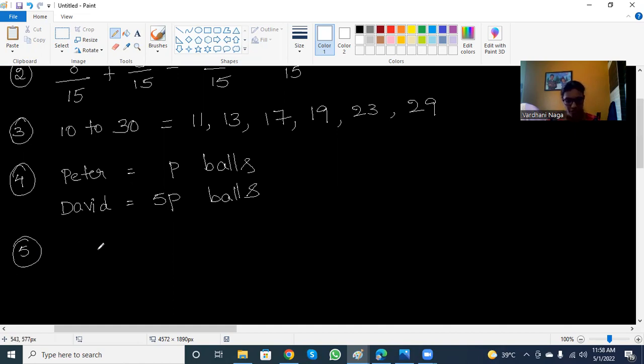A milkman adds 250 ml of water to 1 liter of milk. Find the ratio of water to milk. They require the ratio of water to milk. He will add 250 ml of water to the 1 liter of milk.